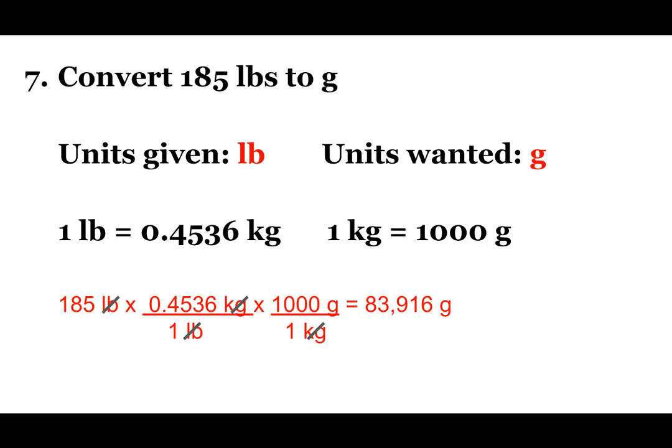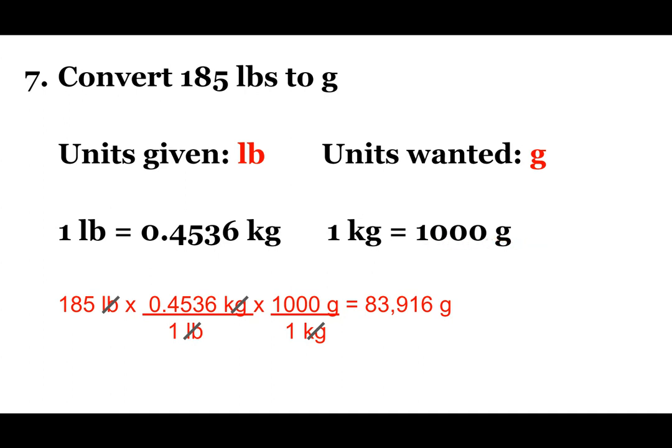Now pause the video, and you can use your conversion chart cheat sheet to convert 185 pounds to grams. All right, let's work this one out together. So we are given our units of pounds. We want to get to grams. So remember, we're doing two-step conversions. We want to write out two conversion factors. We know that in 1 pound, we get 0.4536 kilograms. And now we want to get our kilograms to grams. So 1 kilogram, there is 1,000 grams.